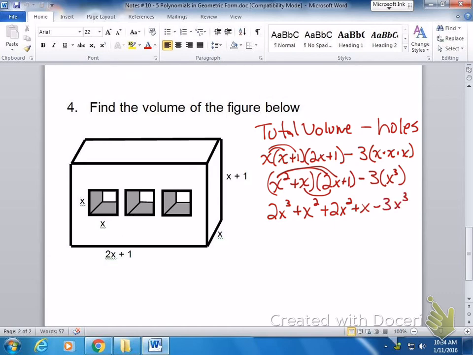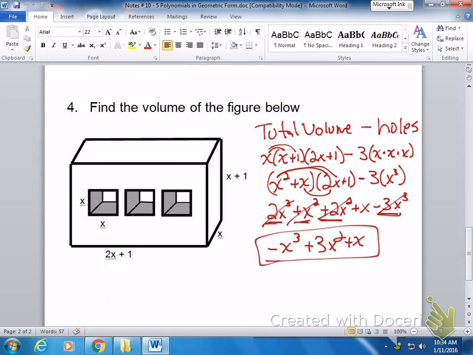Now we just need to combine our like terms. I have 2x cubed minus 3x cubed, which is negative x cubed. I have x squared plus 2x squared, which is plus 3x squared. And then I have plus x. So that's all there is to it, guys.